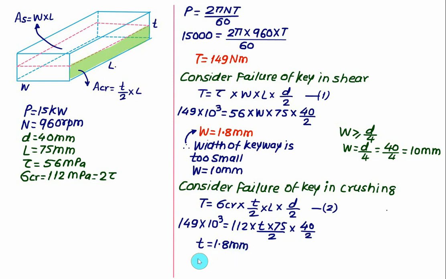Now since this answer, 1.8, is the same as the width, it means that since the width is the same as T, we have to select the square key. But a 1.8 mm keyway is too small, so we have to select W the same as T, equal to 10 mm. So the square key dimension of width equal to 10 and thickness equal to 10 mm is accepted.